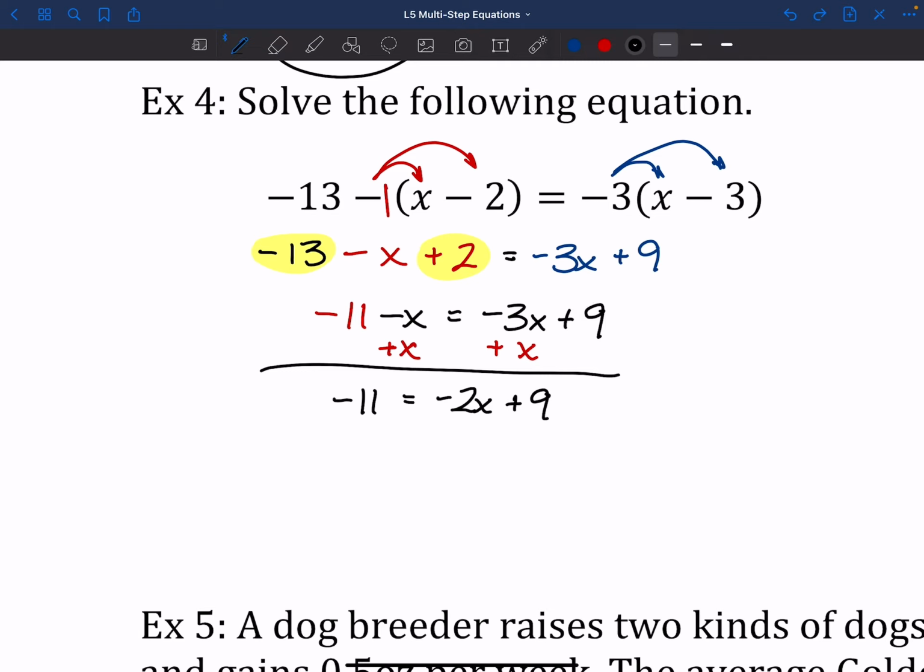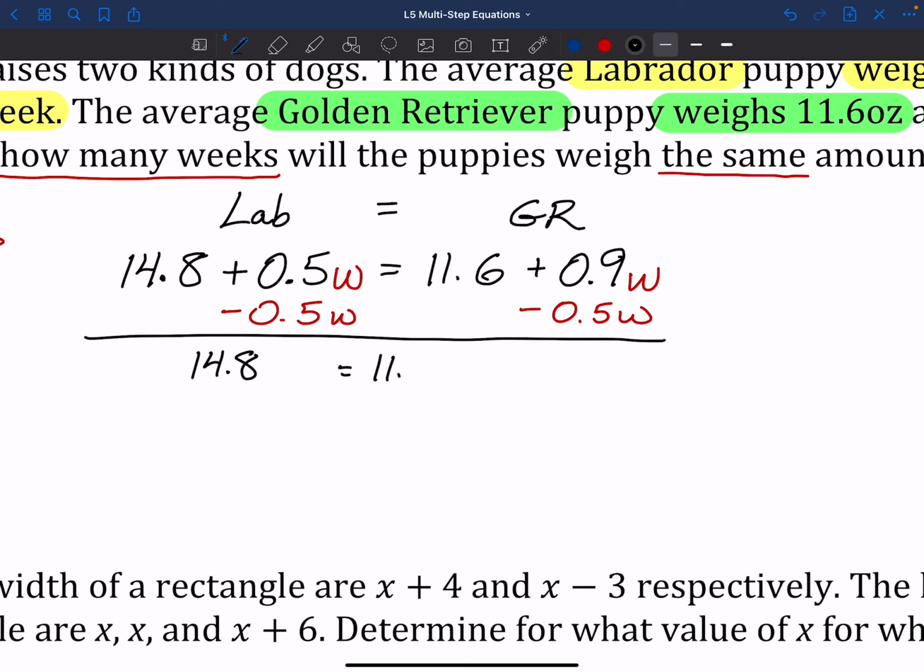So this does not look pretty, right? I know that the decimals are kind of gross, but what we've got here is a multi-step equation set up and ready to go. So first things first, I'm going to move all my variables over to one side. I'm going to subtract 0.5w from over there so that I can move them over to the right. All right, so we're going to have 14.8 over there, an equal sign, 11.6, and then 0.9w minus 0.5w is going to give us 0.4w. Okay.